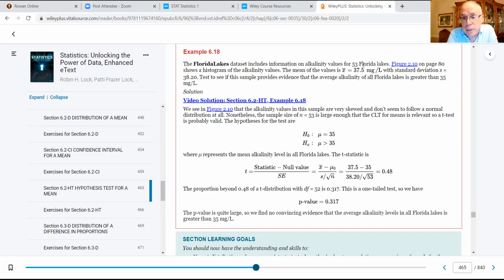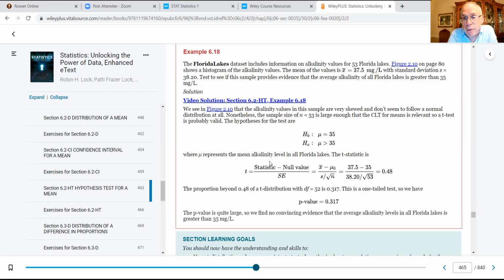And the second assumption is because the sample size is bigger than 30, we have 53 lakes here. Even though we don't know anything about whether the lake alkaline levels are normally distributed, it doesn't matter because the sample size is greater than 30. We're going to assume the sampling distribution is normal. All right, so we can continue with this. So those are the two assumptions.